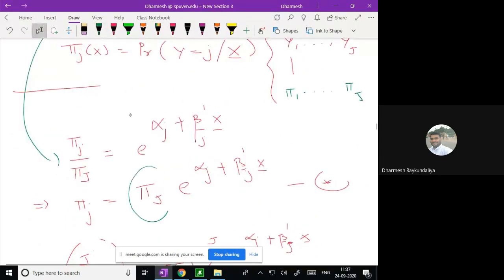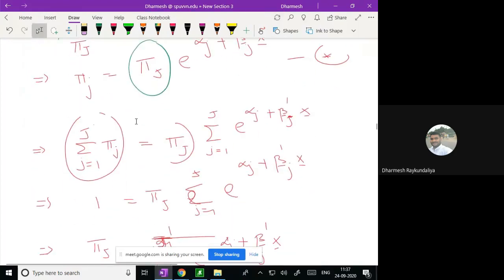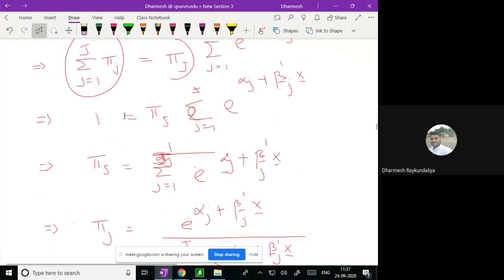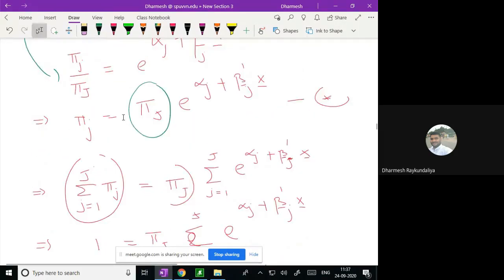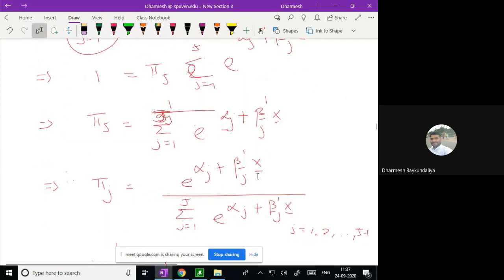But I don't know the form of this. So to obtain this, I know that the sum of the probabilities is 1. So I'm just applying this: the summation of the probabilities is 1, and the summation over j, but pi j is free from the small j, so it is outside. So I'll take this, and because it is 1, I can write pi j is equal to 1 upon this. So just substitute this capital pi J into the equation star, and you will get the small pi j.